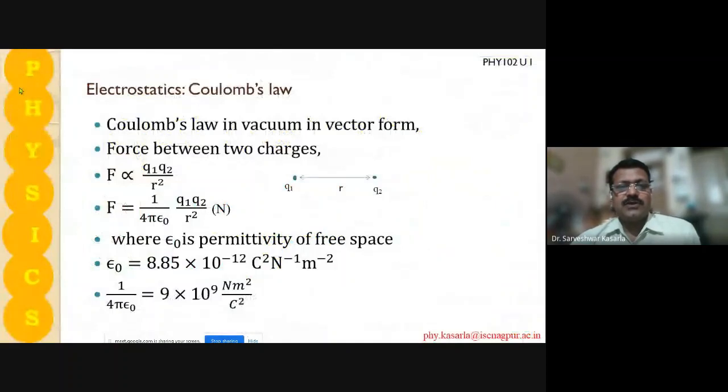So this is what we have studied in Coulomb's law. The Coulomb's force between two charges is directly proportional to the product of the charges and inversely proportional to the square of the distance between them. The proportionality constant is 1 upon 4 pi epsilon 0, where epsilon 0 is the permittivity of free space, and its value is 8.85 into 10 to the power minus 12 Coulomb square per Newton per meter square.